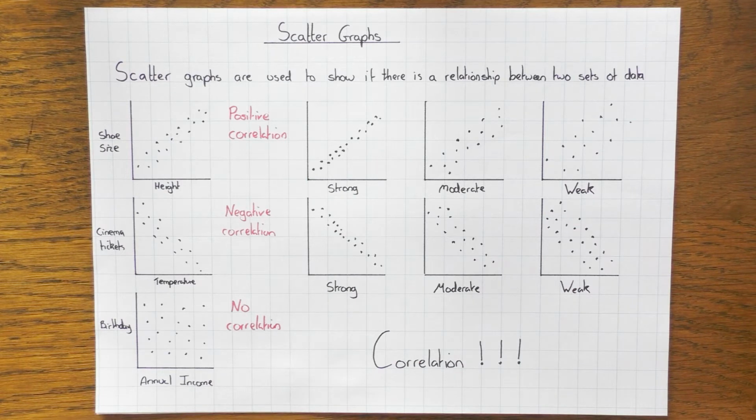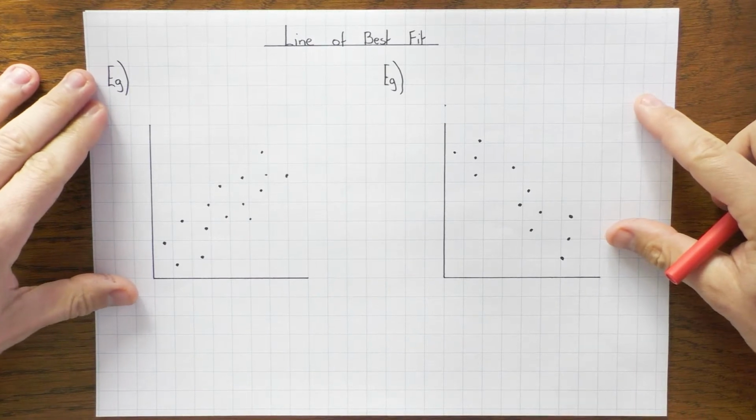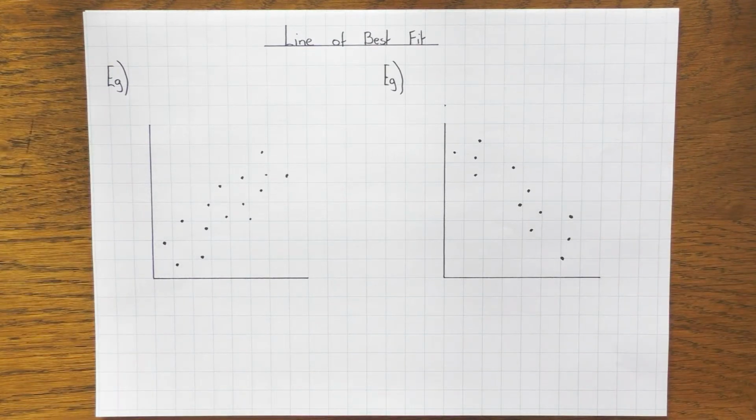So that's the basics. Let's have a look at the line of best fit. So word takeaway from this one, correlation. And then the line of best fit is definitely what you need to take away from this one. And you will always have to do this with a scatter graph. If you don't, you will lose marks. So what is a line of best fit? Well, quite simply, it is the line that fits best.